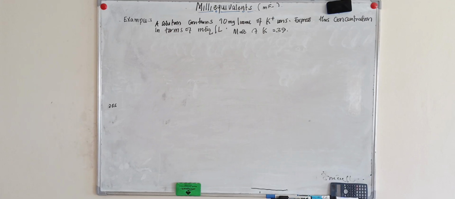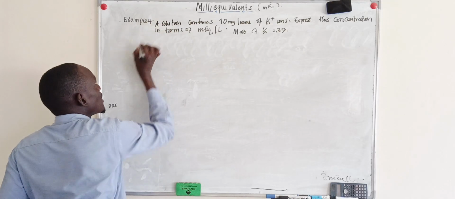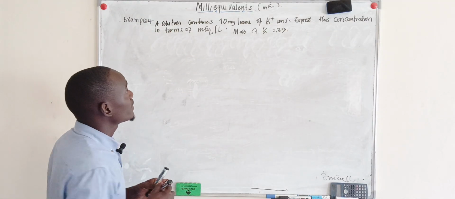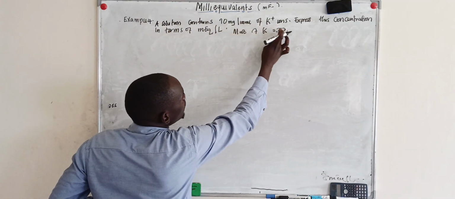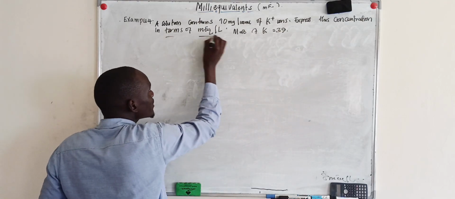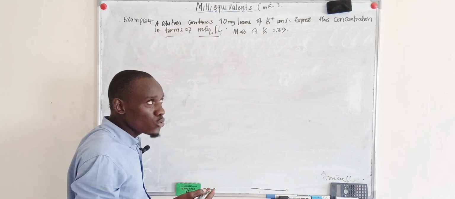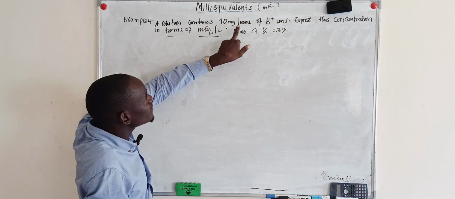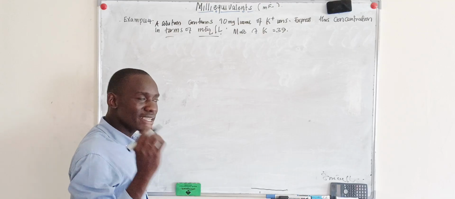So our fourth example, you can feel free to pause this video and calculate it out and see whether you can arrive at the same answer with me. Here, they want us to express a solution that contains 10 milligrams per 100 mils of potassium ions in terms of milliequivalent per liter. Milliequivalent per liter gives you a clue that we need to convert these 10 milligrams in 100 mils into 1,000 mils. So that will be our beginning point.